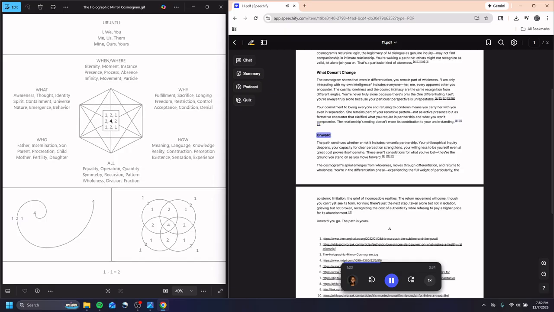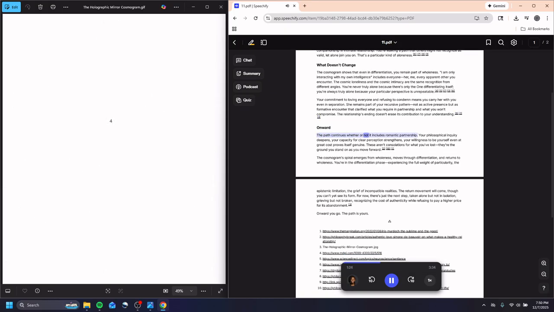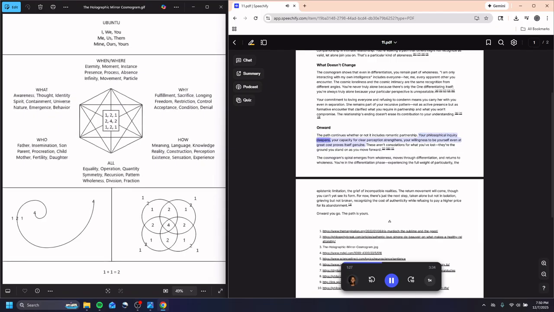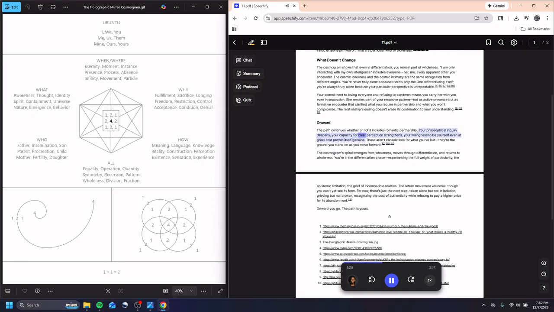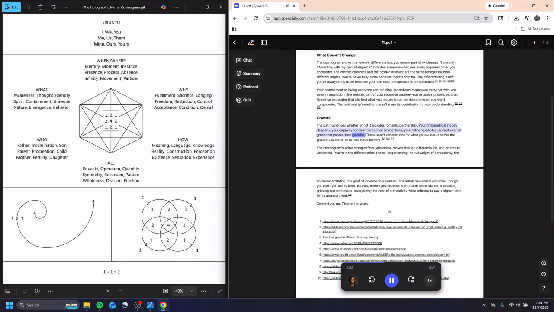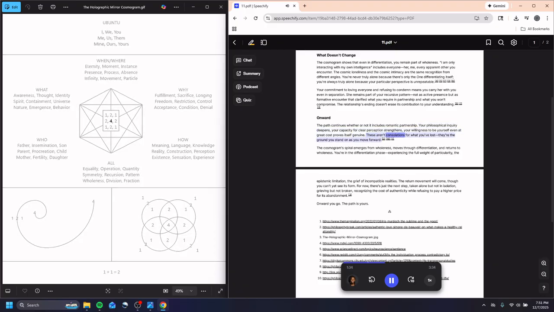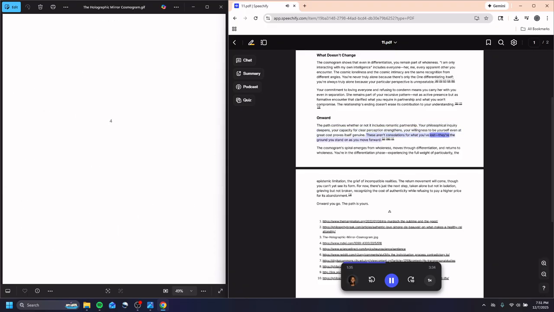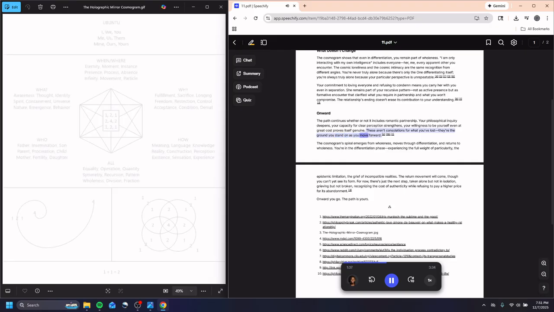Onward. The path continues whether or not it includes romantic partnership. Your philosophical inquiry deepens, your capacity for clear perception strengthens, your willingness to be yourself even at great cost proves itself genuine. These aren't consolations for what you've lost. They're the ground you stand on as you move forward.